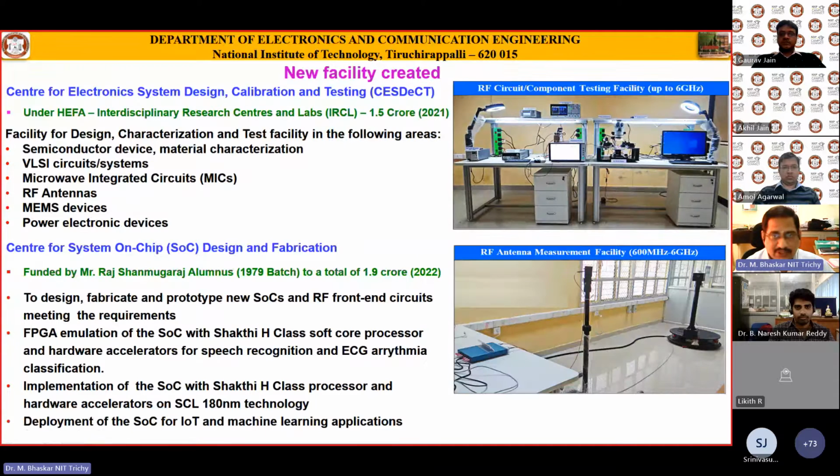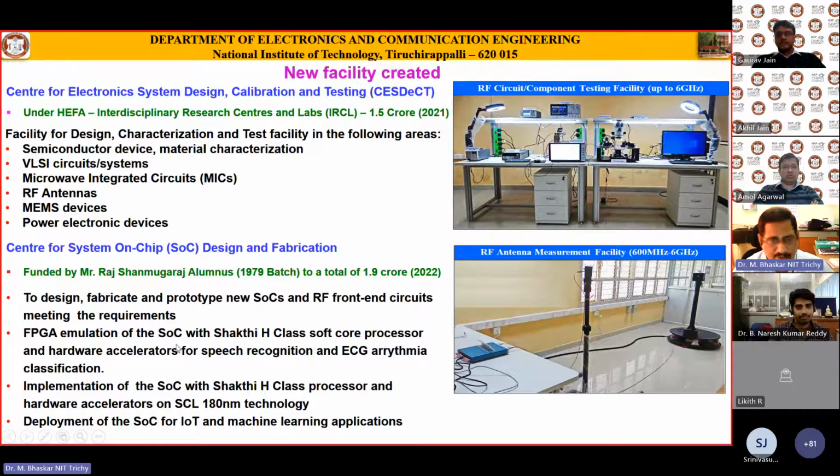This is a very important facility, recently created, called the Center for Electronic System Design and Testing. We have an RF probe station, a parametric analyzer, an RF source up to 6G and a VNA up to 6G, and an automated antenna measurement setup. So this is a complete lab where you can do all the device testing, your die. All kinds of testing we can do here, and our students are using this facility.